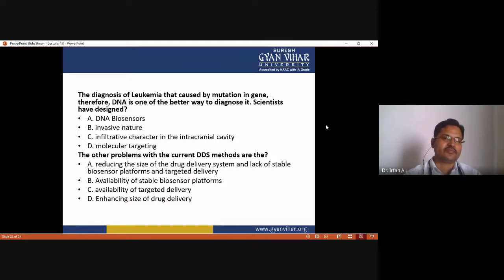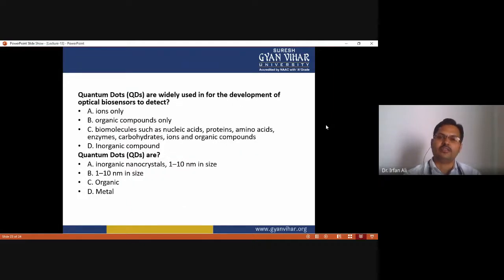So scientists have designed which of the following. And the other problem with the current drug delivery system methods are, and the quantum dots are widely used in the development of optical biosensors, able to detect. And the quantum dots are, which of the following options are correct.